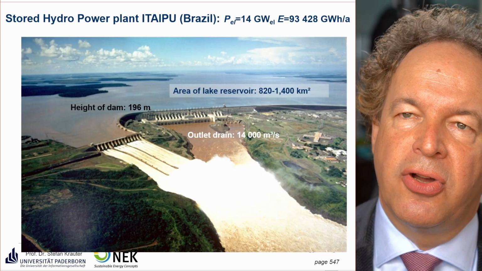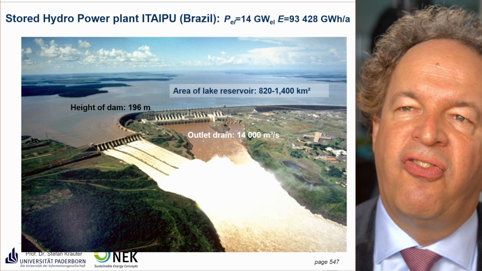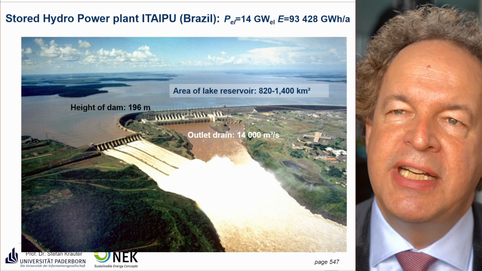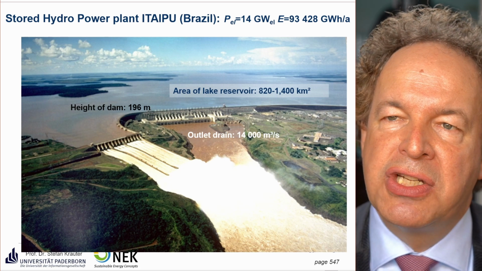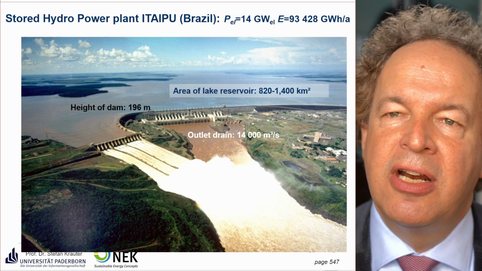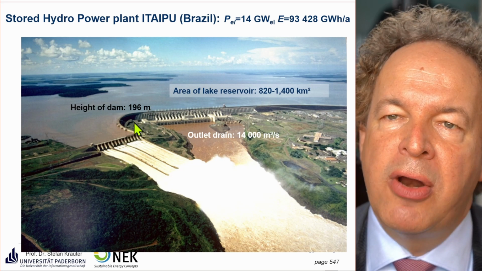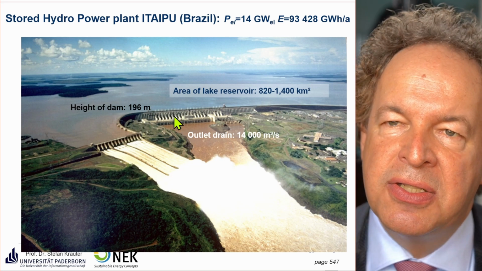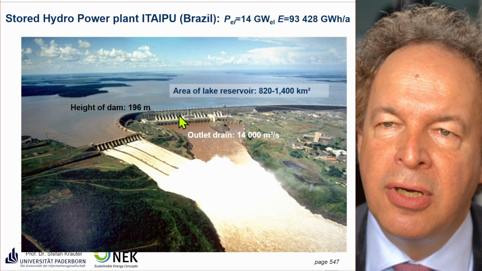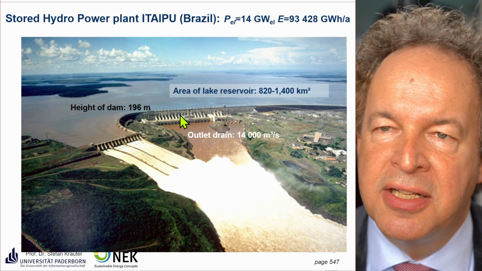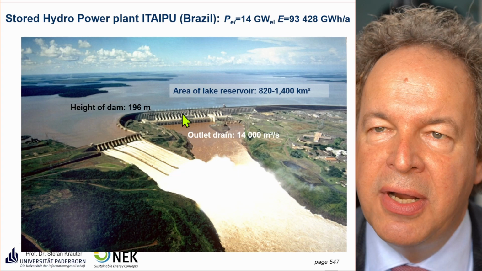It's another example, a stored hydropower plant in Brazil, Itaipu. This is a power of 14,000 megawatt or 14 gigawatt. It's an enormous lake reservoir, on average 1,000 square kilometers. The height of the dam is 196 meters. So that's higher than the Cologne Cathedral or the Ulmer Münster. They are only 160 meters. So it is really high, almost 200 meters of height.